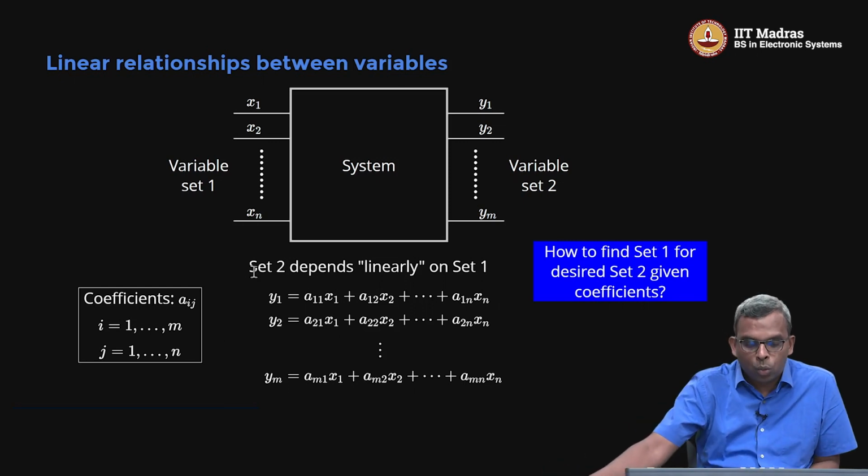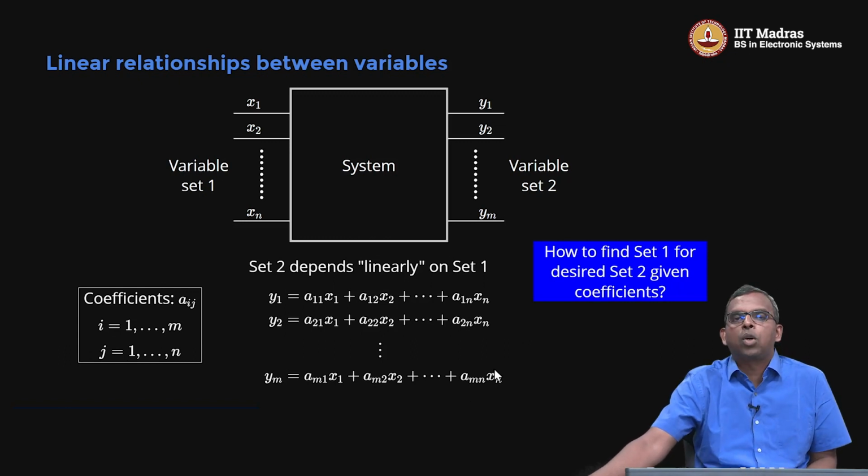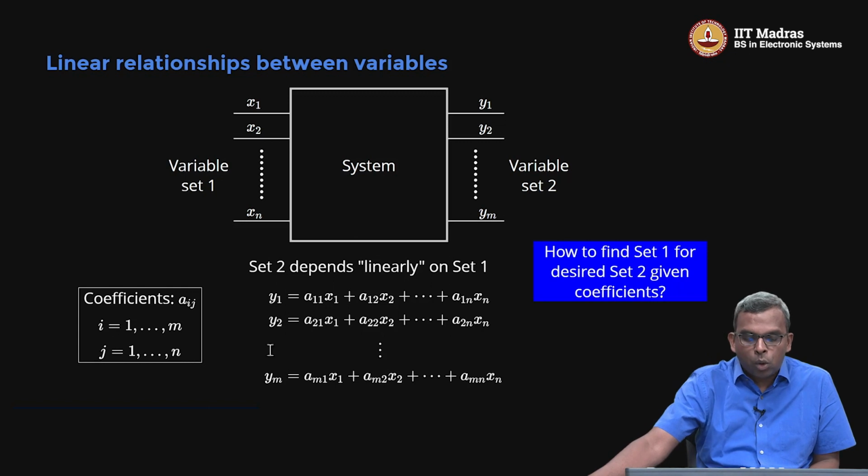So you know y1 to ym, you know the coefficients aij, what is x1 to xn? Okay, this is also very common. The reason is you may want a desired output, and you may have certain coefficients, and you have to figure out what input will cause that desired output, okay?